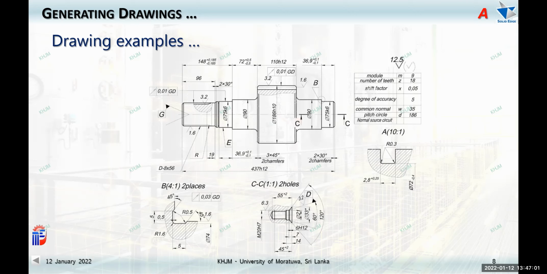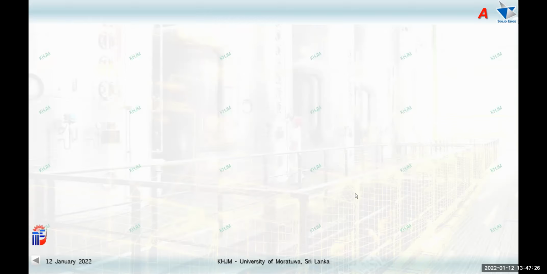And even in this one, you can see sometimes it may be very difficult. The details are also given. C is given, B is given, and then what? A is given. Where is A? You can find out from this one. And also, the tolerances are also given. Geometrical tolerances are also given.